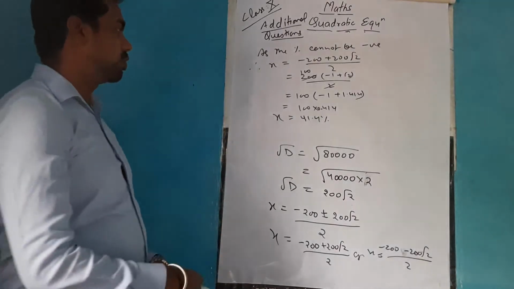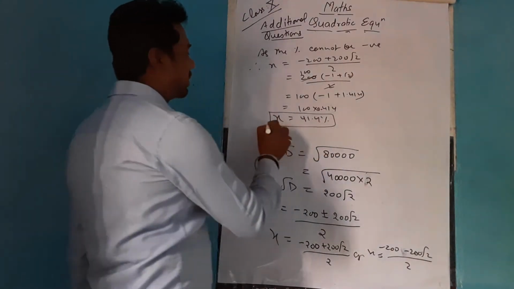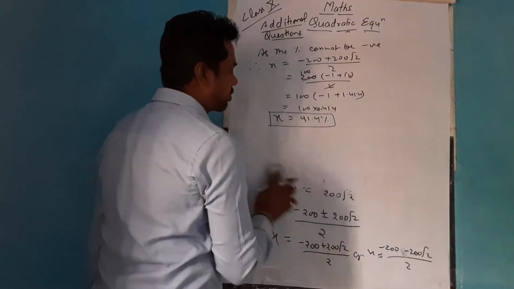So this is the solution of the first one, that is x equals 41.4% is the answer. So this is the answer of the first one.